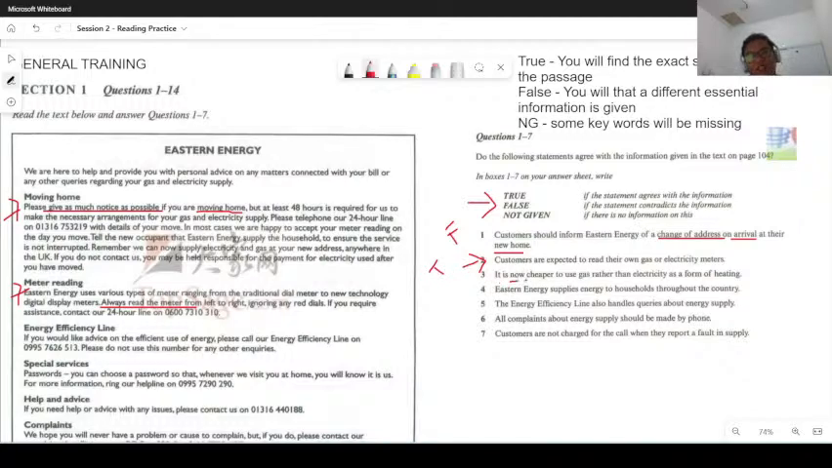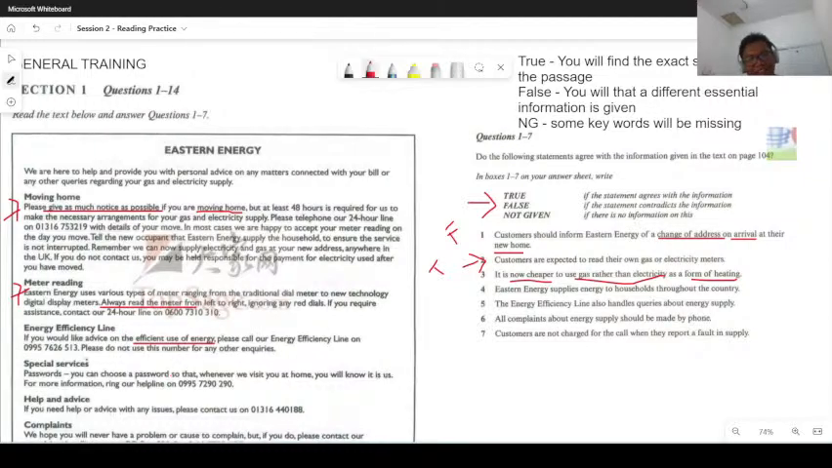It is now cheaper to use gas rather than electricity as a form of heating. So let's see the next part, energy efficiency line. If you like the advice on the efficient use of energy, right? Efficient use of energy, please call our energy efficiency line. Okay, now if you take a look at that, none of these are actually mentioned here, right?